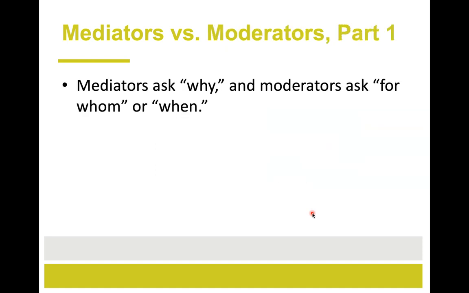Now we want to compare and contrast mediators with moderators. Both mediators and moderators are types of variables that help us understand causal claims and internal validity. We're going to repeat this mantra over and over again here. Mediators ask why, moderators ask for whom and when.